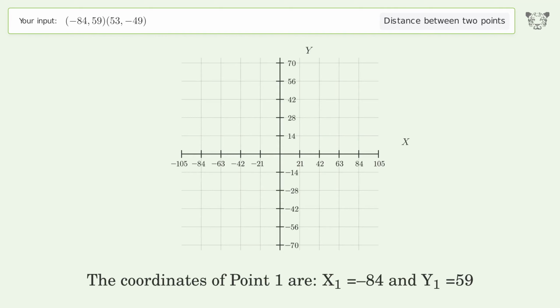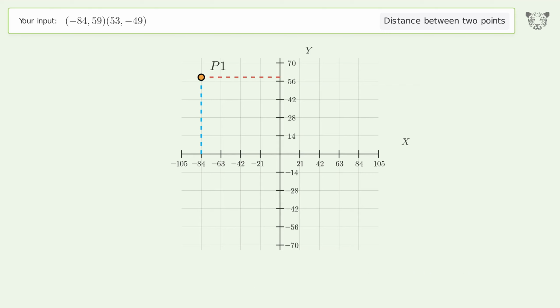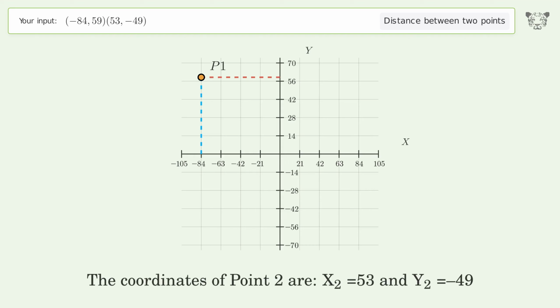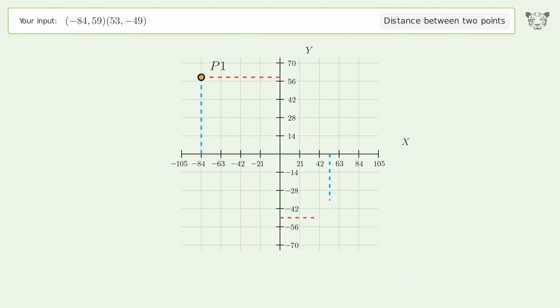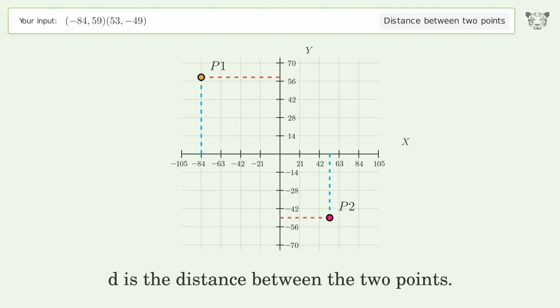The coordinates of point 1 are x1 equals -84 and y1 equals 59. The coordinates of point 2 are x2 equals 53 and y2 equals -49. D is the distance between the 2 points.